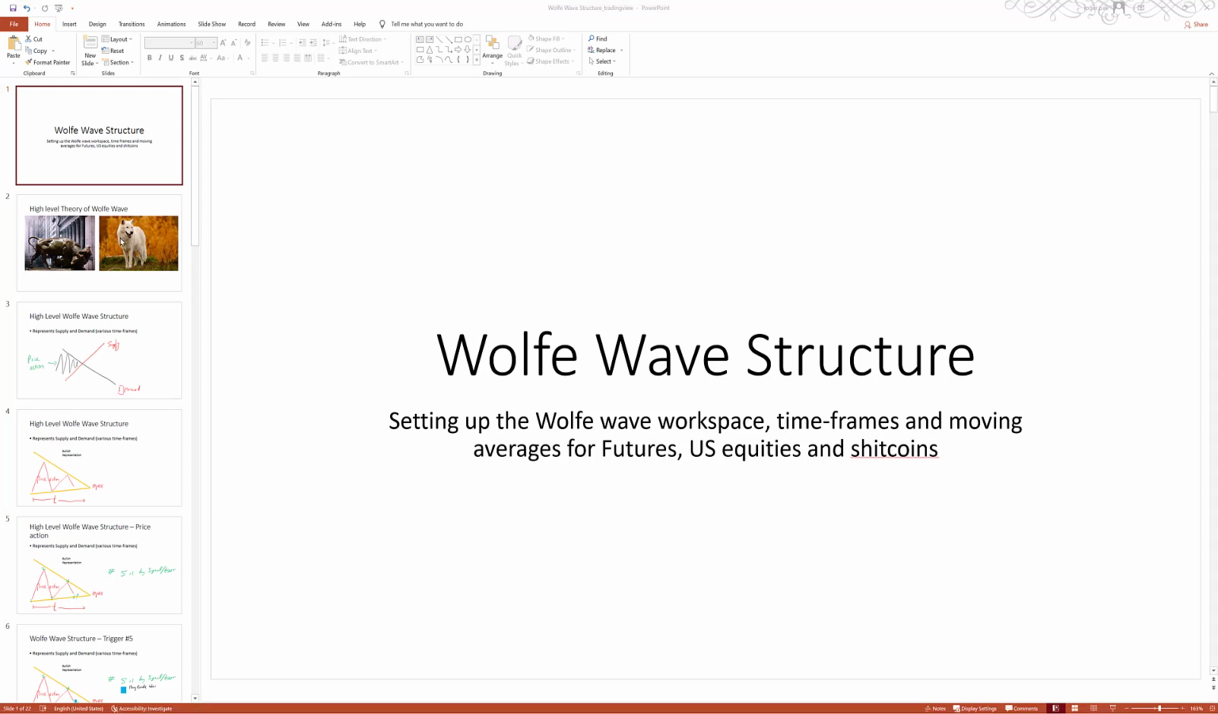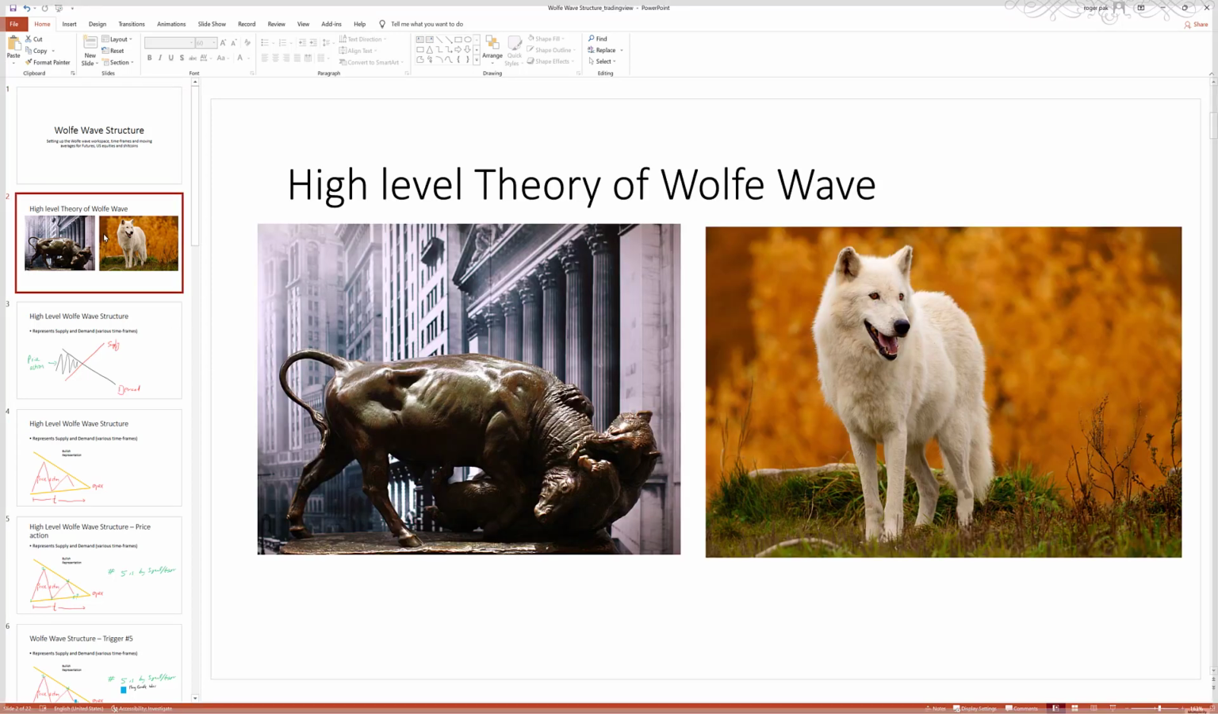So let's begin with the high-level theory. At the end of this presentation, you should be able to create the workspace, know exactly which time frames you want to be using, and then know which moving averages to use for any one of these instruments. Let's begin with the high-level theory here.